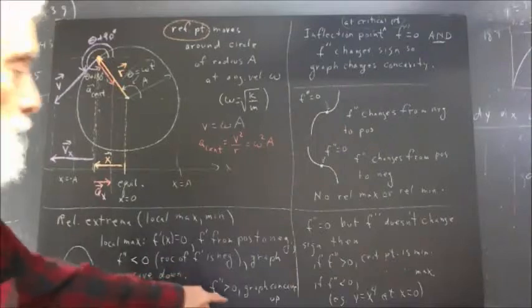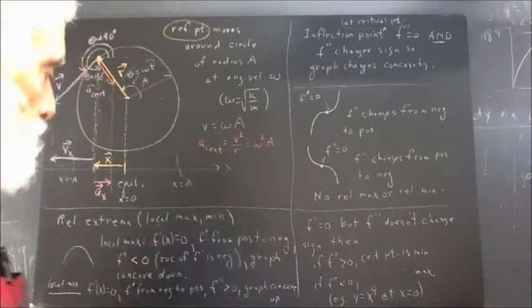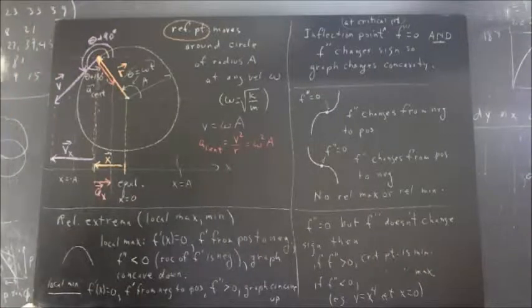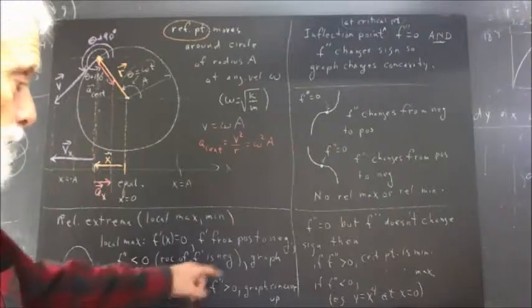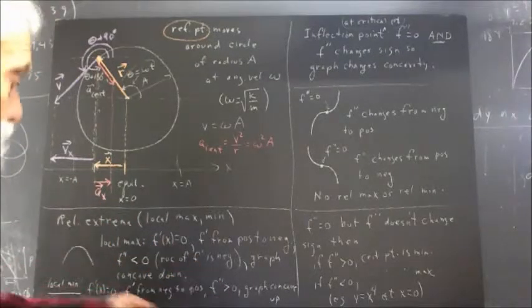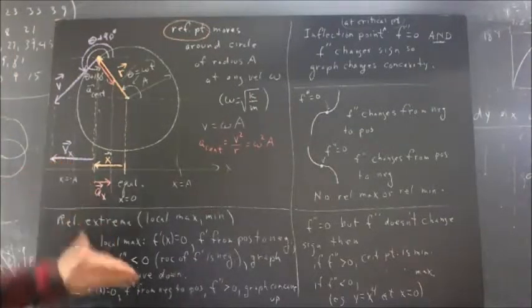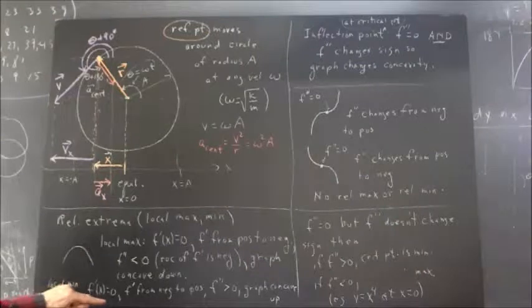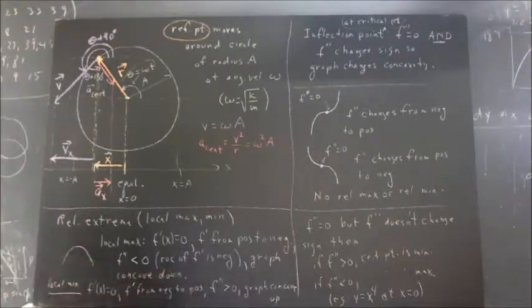And if f double prime of x is greater than 0, that means the graph is concave up. That means the rate of change of your slope is positive, because f double prime is the derivative of f prime. If it's positive, f prime is increasing, and that implies that f prime would be going from negative to positive as you pass over your critical point. Okay, so we have these conditions.